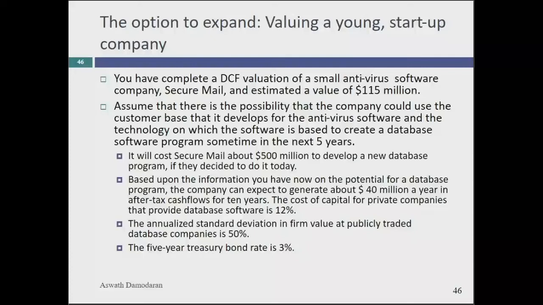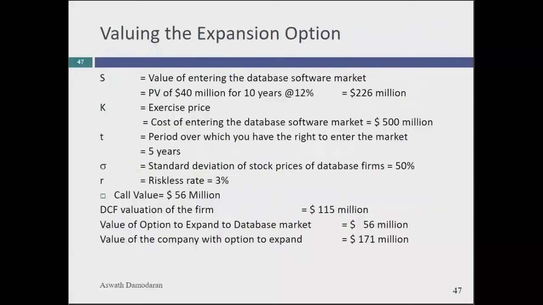This is an extraordinarily risky business. The standard deviation in value is about 50%, because you don't know much about how this business will evolve, and the risk-free rate is 3%. So the DCF value is $115 million, but you're wondering whether this capacity to add another product might add to that value. So let's value it as an option. If you value it as an option, here's what the numbers look like. The present value of the cash flows, if you did this today, would be $40 million discounted back at 12% every year for the next 10 years. The value is $226 million.